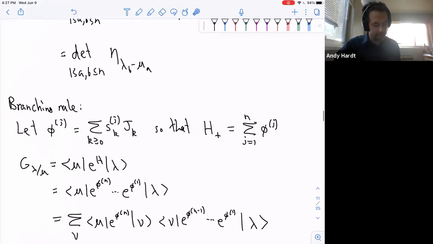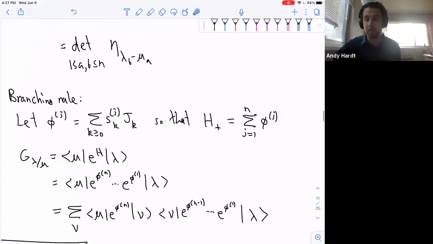And finally, the branching rule is just my opportunity to introduce more notation. So remember, we have the S sub k's as sums of these S sub k to the j's. And what I'm going to do is group that. So these are going to end up being the rows of our lattice model. That's why I wanted to introduce it. So phi j is just the same thing as the Hamiltonian, except it's only the j part. It's not the whole thing.